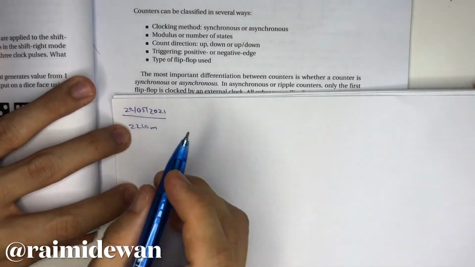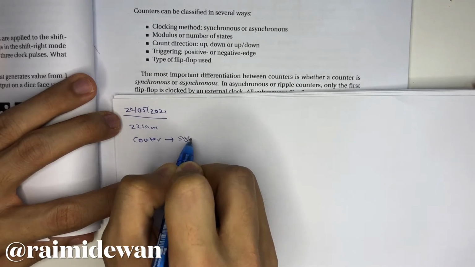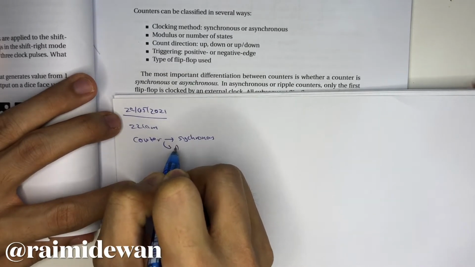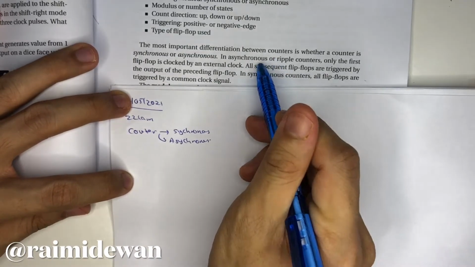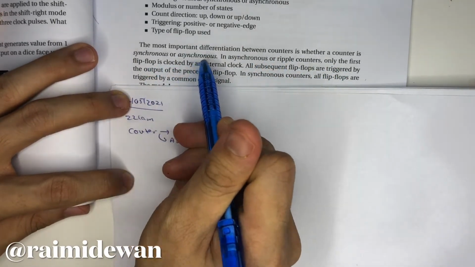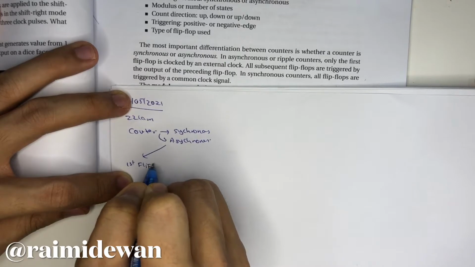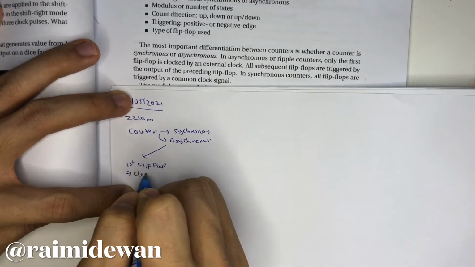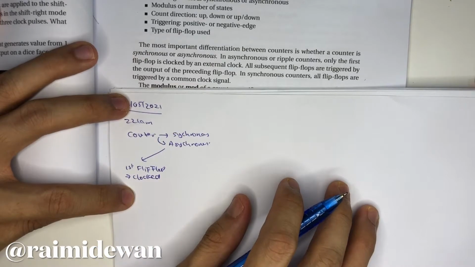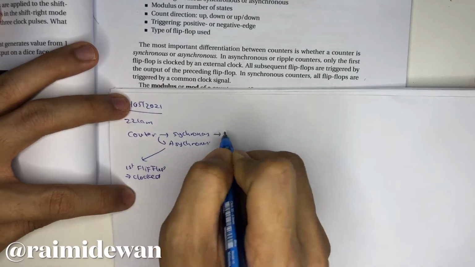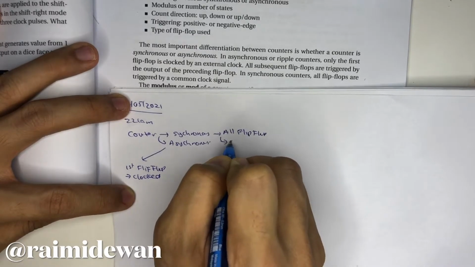But the most important differentiation between counters is whether they are synchronous or asynchronous. In asynchronous or ripple counters, only the first flip-flop is clocked by the external clock, and all subsequent flip-flops are triggered by the output of the preceding flip-flop. In a synchronous counter, however, all flip-flops are triggered by a clock signal.